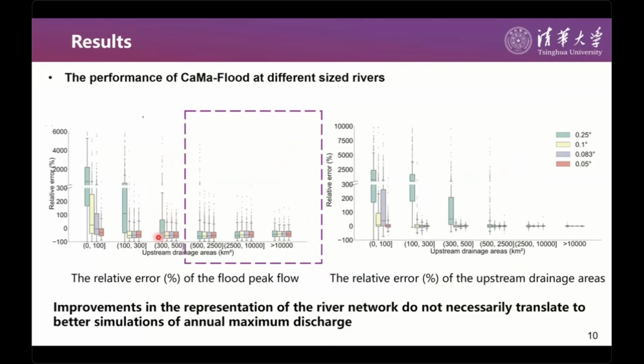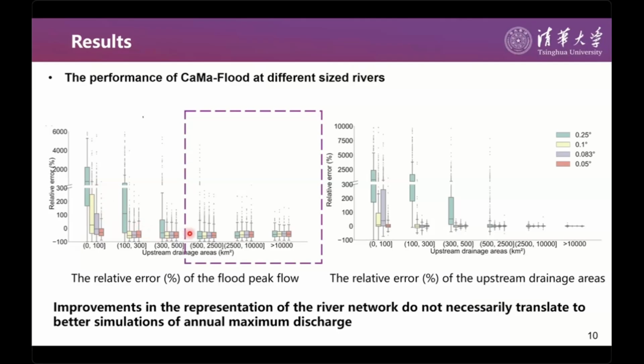We found that the differences in the annual maximum discharge simulated at different resolutions are concentrated in the stations with a small upstream drainage area. For the river reaches with upstream drainage areas less than 100 square kilometers, the 5 km resolution CaMa-Flood performs best in simulating flood peak flow. For the river reaches with upstream drainage areas larger than 100 square kilometers, the flood peak flow simulated by the 5, 8, and 10 km resolution CaMa-Flood are comparable.